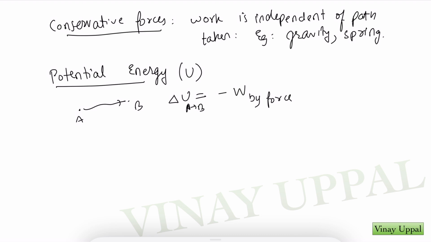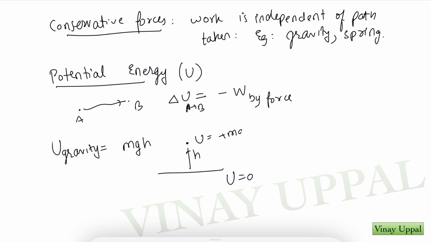And using this definition, we get the potential energy of gravity as mgh. So here we have to take a reference line. Suppose this horizontal reference line is the level at which the potential energy is assumed to be 0, and you can choose this wherever you like. So at a height h above, the potential energy would be plus mgh, and at depth h below the reference line, the potential energy would be minus mgh. This is for gravity.